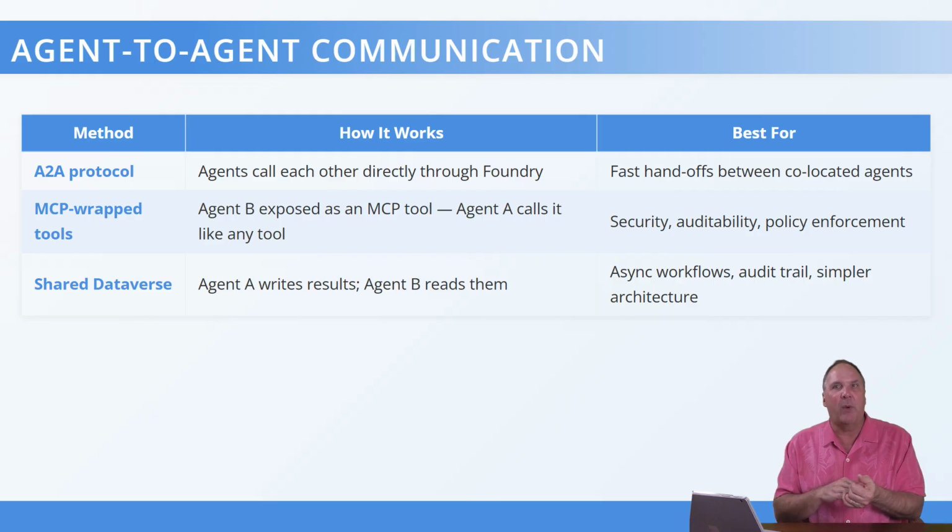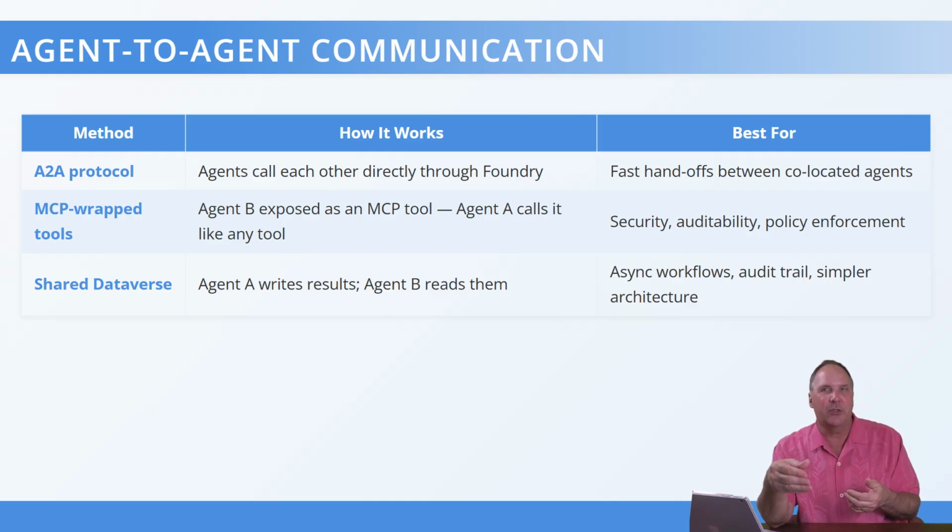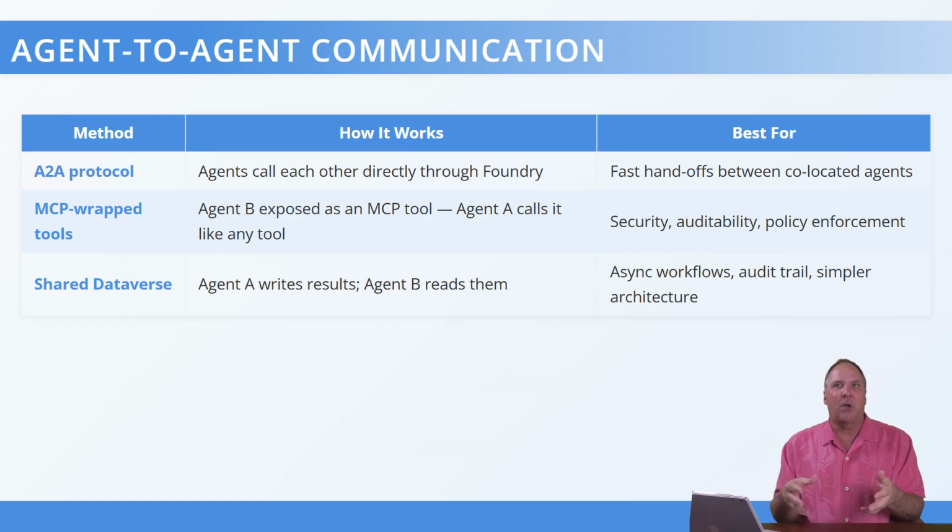Second, MCP wrap tools. Agent B is exposed as an MCP tool. Agent A calls it like any other tool. MCP handles the security, the permission checks, logging, and all of that automatically. This is the strongest option when auditability and policy enforcement matter, which is actually most of your enterprise scenarios.